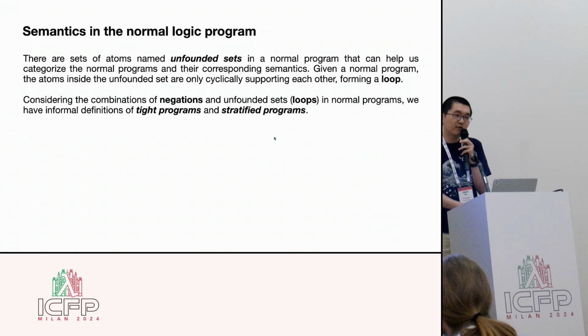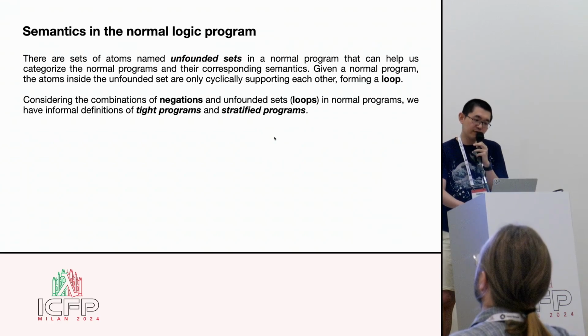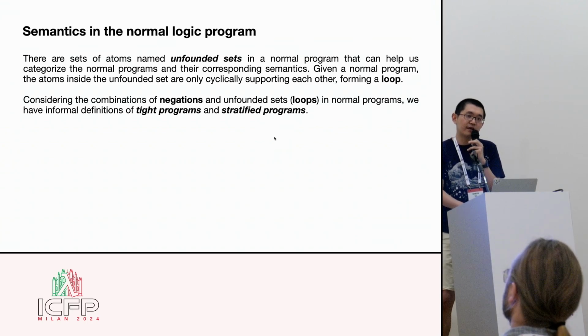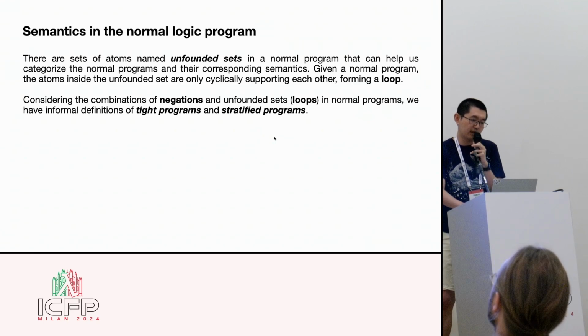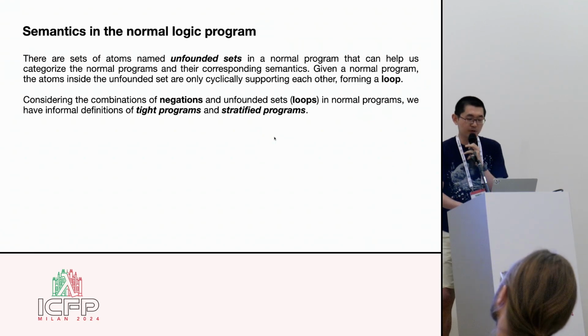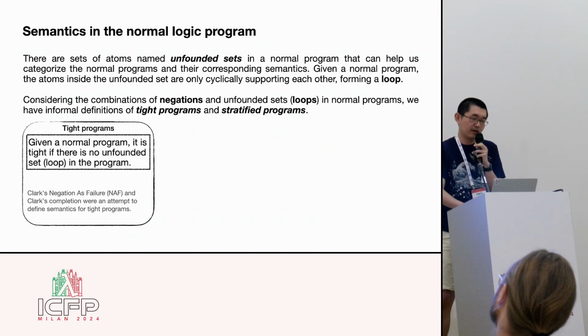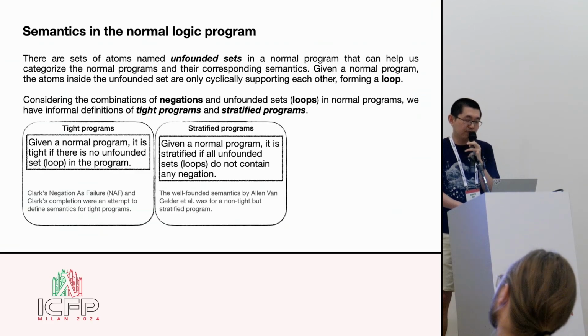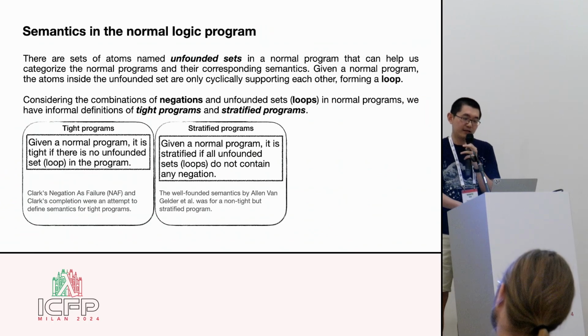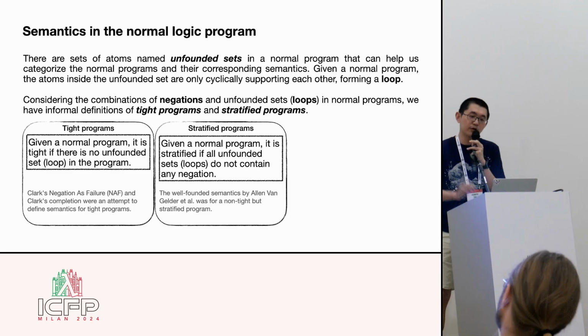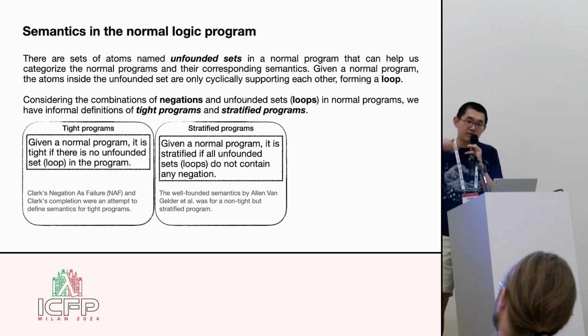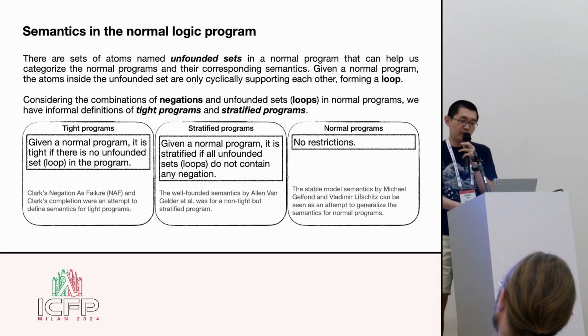Then based on this unfounded set, we call it a loop, and with the combination of negation, we can categorize our normal programs into types: tight programs, stratified programs, okay? A tight program only has negation, no loops, all right? A stratified program has loops, but they do not combine with negation. If you have one level of negation, then a loop, then another negation, it's okay, it's stratified. Then eventually we have the normal program without any restriction, where you can combine a loop and negation together.